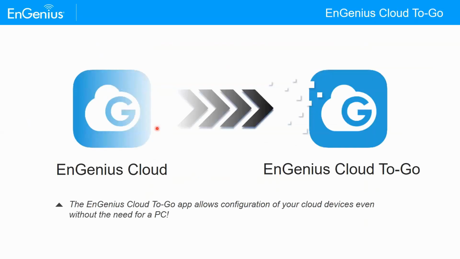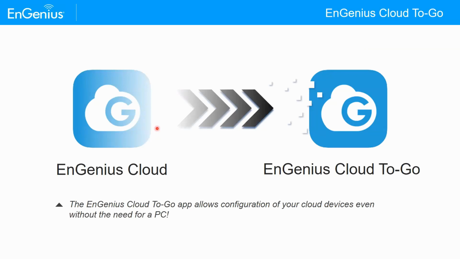Another update that will be coming out would be a rebranding of the EnGenius Cloud application. So now we have the EnGenius Cloud app. I believe some of you have tried it out already. It's available on Play Store as well as the App Store. So we're rebranding this to EnGenius Cloud to Go. So what does it mean?